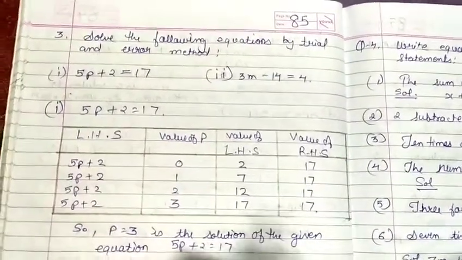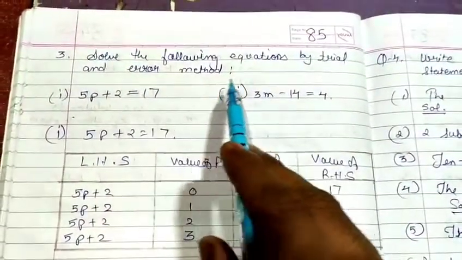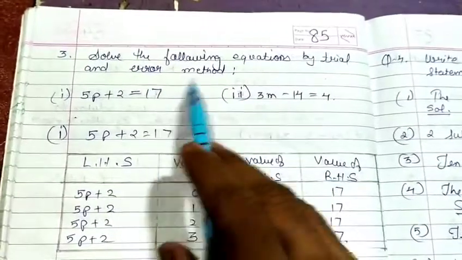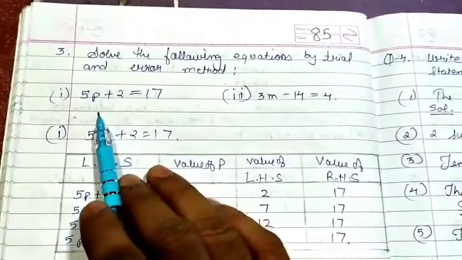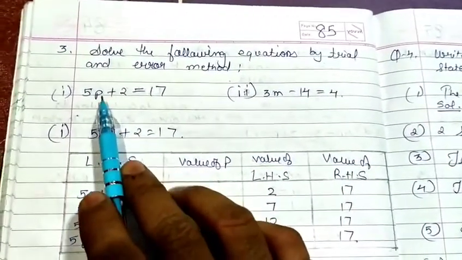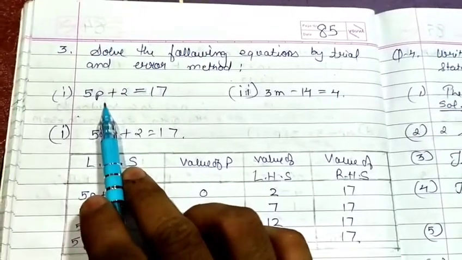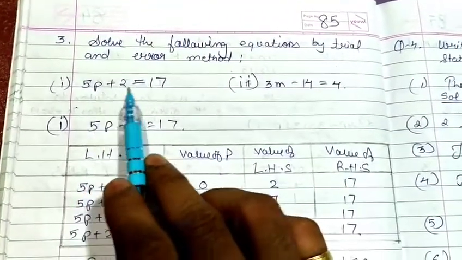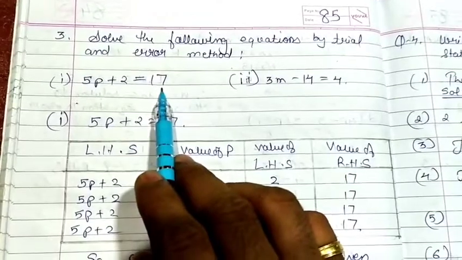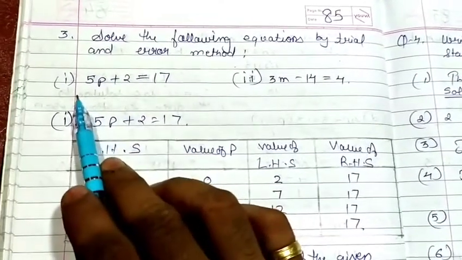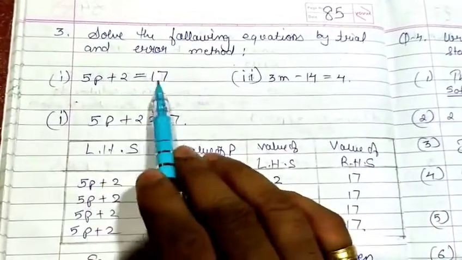Let us see question number 3. Solve the following equations by trial and error method. Now dear student, we have to substitute the value of p until we get the value 17. Now here two questions are there. So let us start with the first one.